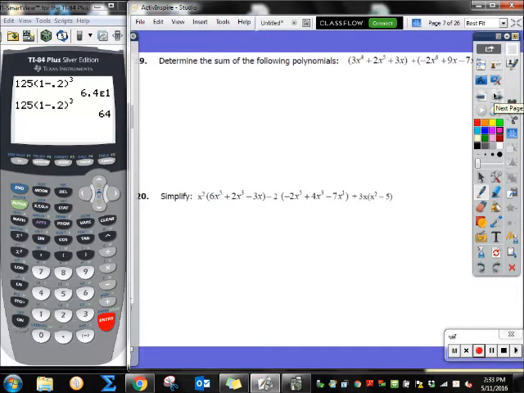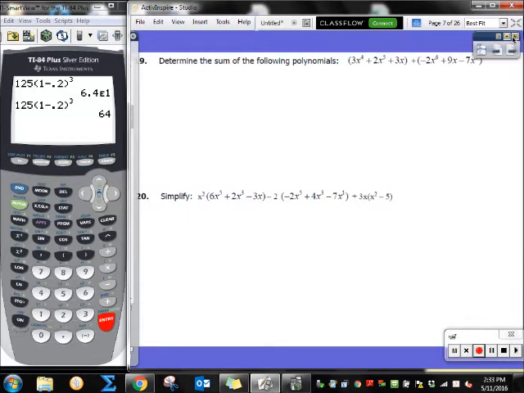19, the sum of the following polynomials. Here's one good thing: you can just ignore those parentheses if you are adding. Now, one thing I like to do is pick my highest exponent and start with that. So I see an x to the 6th power, and that's the only one I see, so I'm going to start with that. Negative 2x to the 6th.